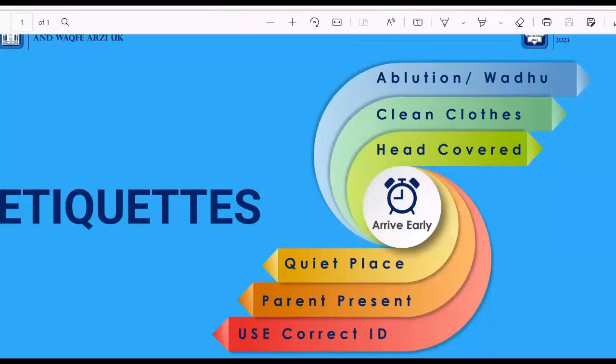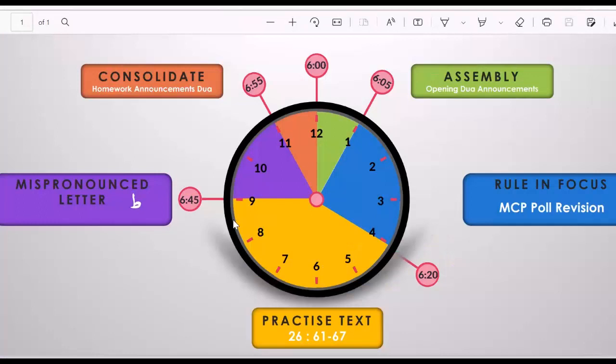I'm going to show you today's schedule. So we have done a short assembly with the opening dua and all the announcements. Now, today in our lesson, we are going to have a quiz. It's just for your revision. After that, we're going to do a practice text from the Quran. And after that, we're going to do a short lesson. And in the end, I'll give you homework and we'll end our lesson with the prayer.